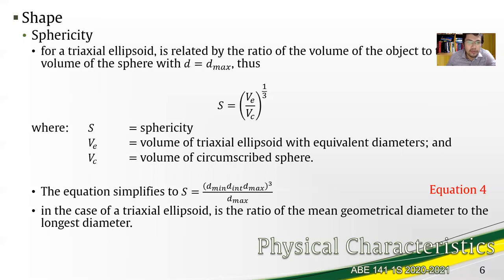The equation of the sphericity using these volumes will simplify to equation 4 as shown. So, the cube root of the D min multiplied by the D intermediate multiplied by the D max, all over D max. And why is this so? It's simply the simplification of the equation earlier. So in the case of a triaxial ellipsoid, it is the ratio of the mean geometrical diameter to the longest diameter, okay?